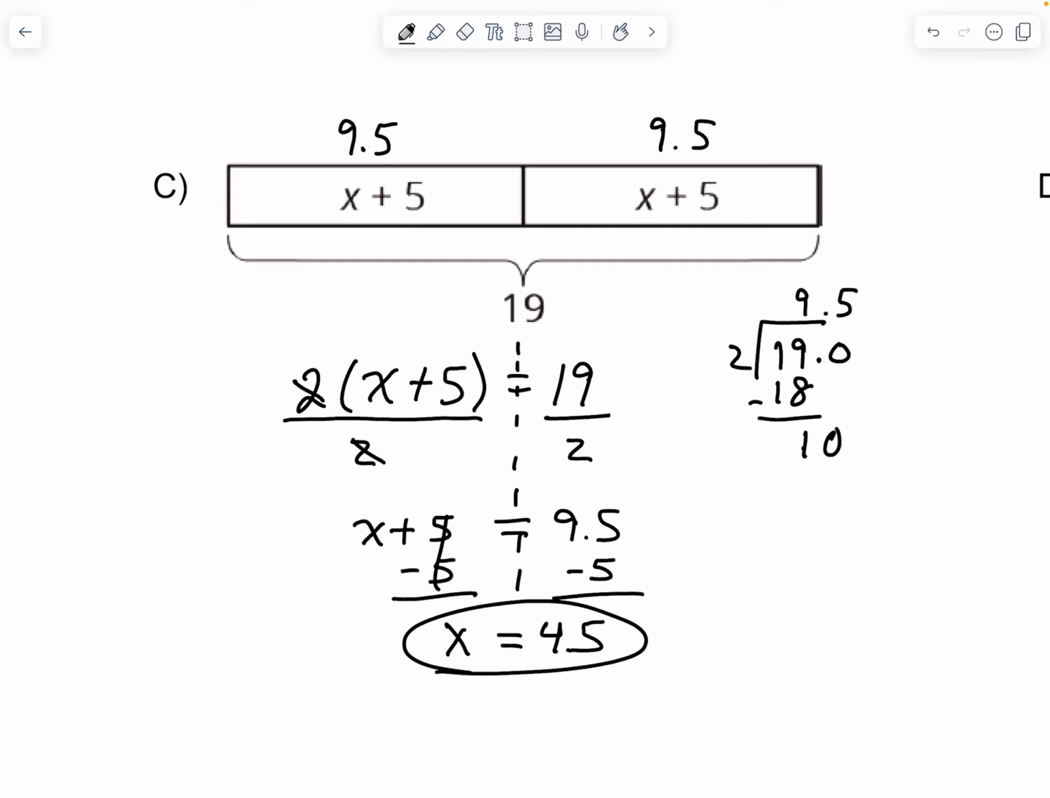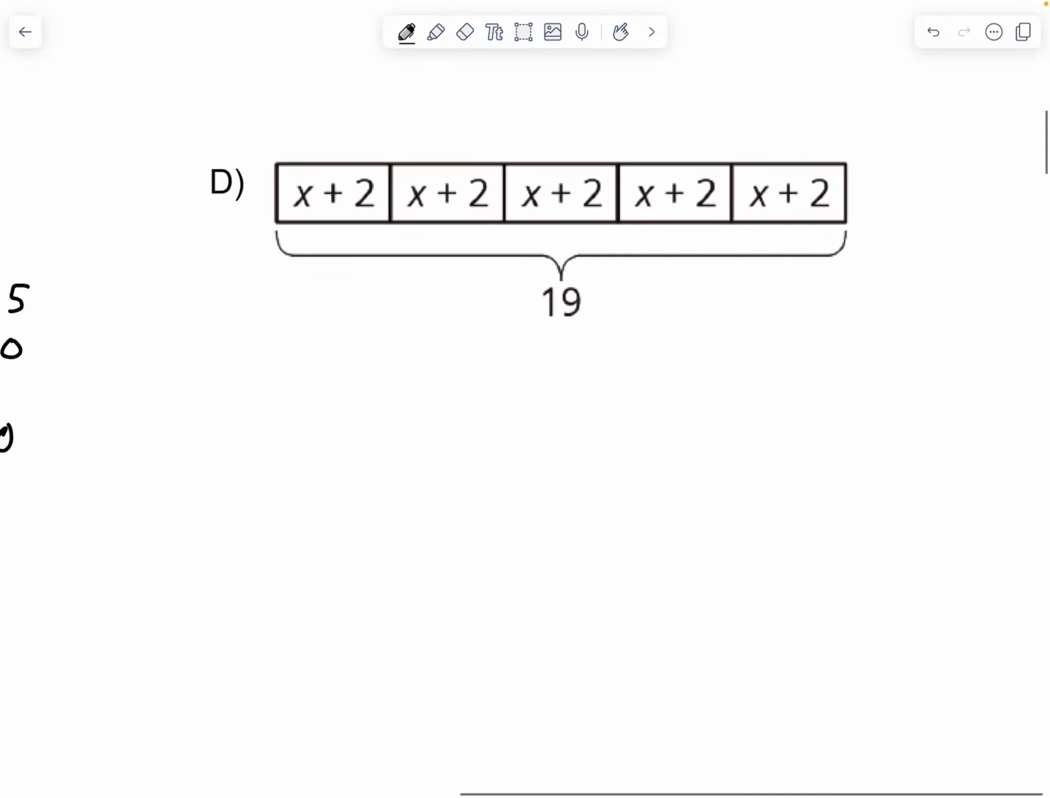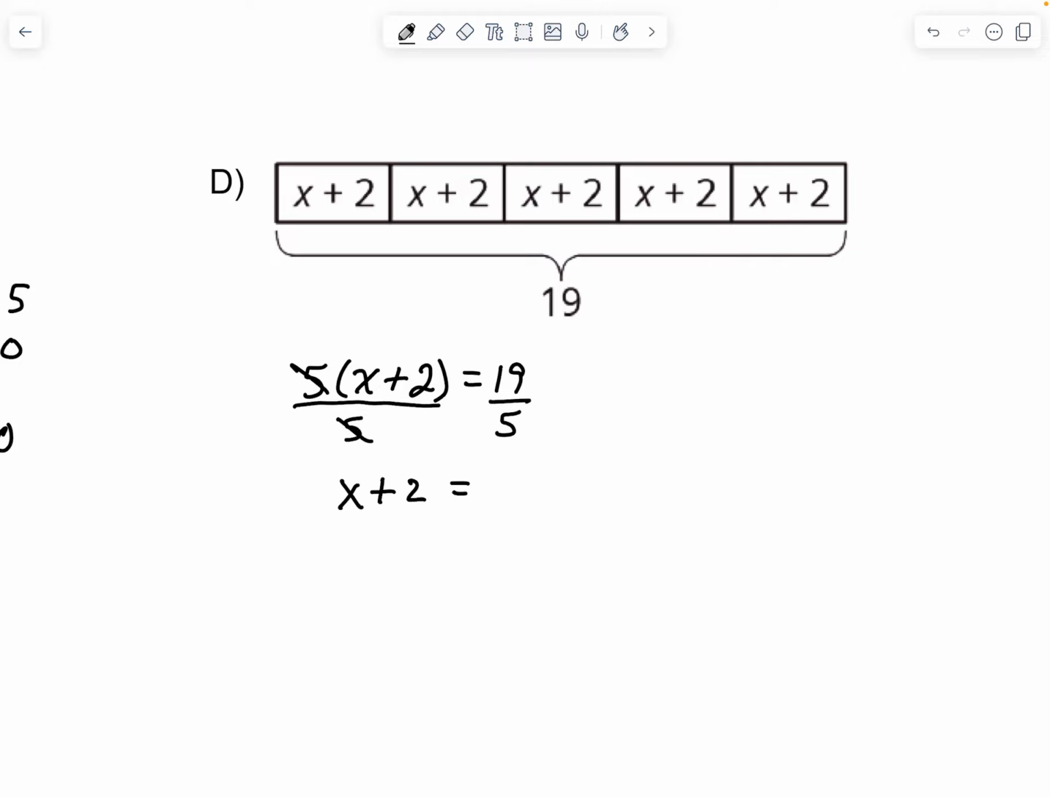Let's take that same idea and move it over to part D. We have x plus 2, 1, 2, 3, 4, 5 times, or 5 quantity x plus 2 equals 19. In this case, I've got 5 groups of x plus 2 that equals 19. So I'm going to take that 19 and divide it 5 ways. I show it by dividing by 5 on each side. I get x plus 2 equals 19 over 5.